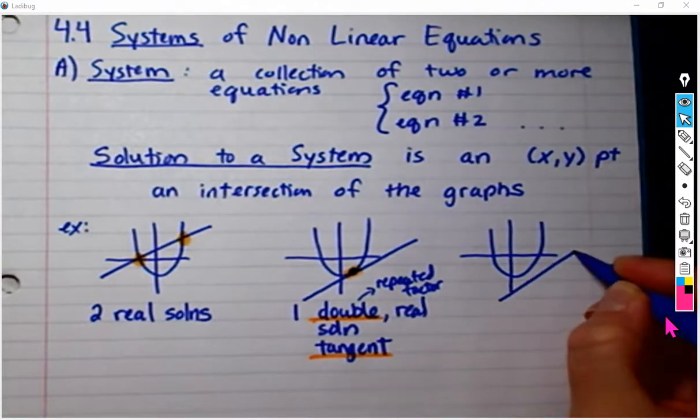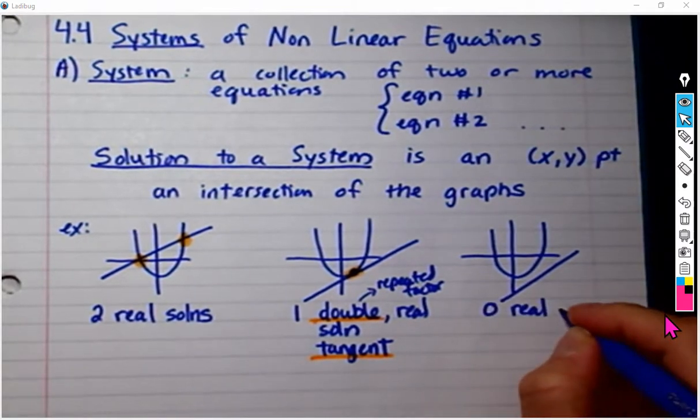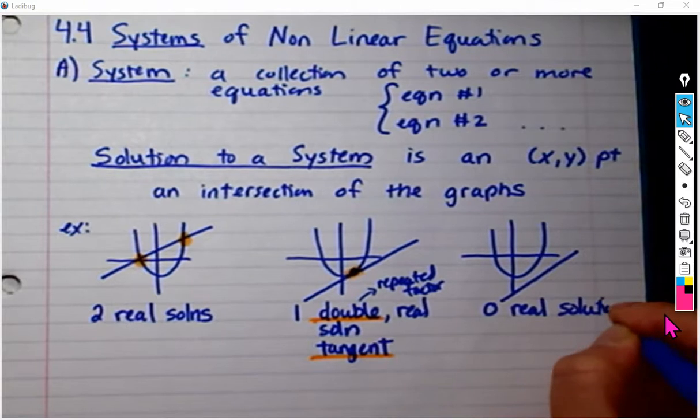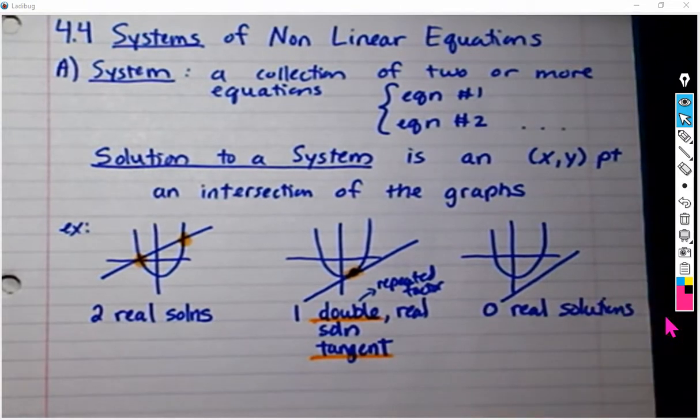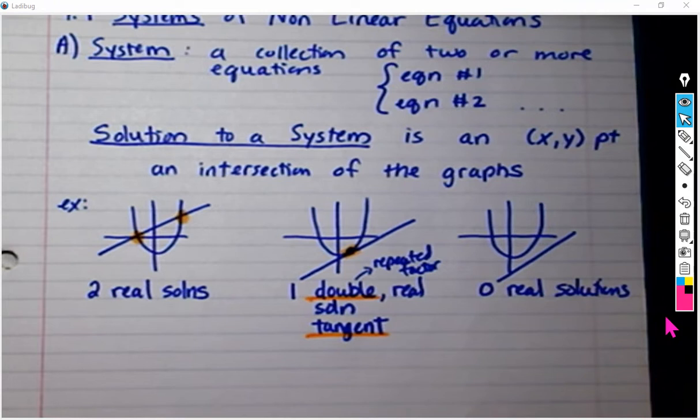Okay, and then the last one, whoop, 0 real solutions. They don't intersect anywhere. Notice how 2 real, 1 real, 0 real seems familiar to that discriminant vocab that we used. It's because the discriminant plays a part in describing solutions no matter what you're doing. Okay. Give you a minute to write this, and then we'll start solving.